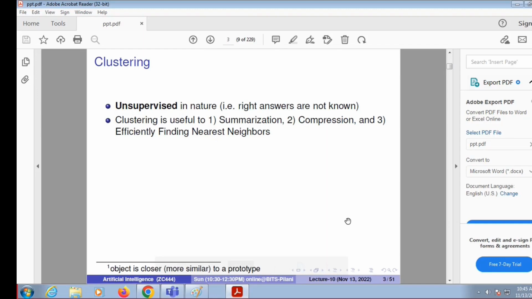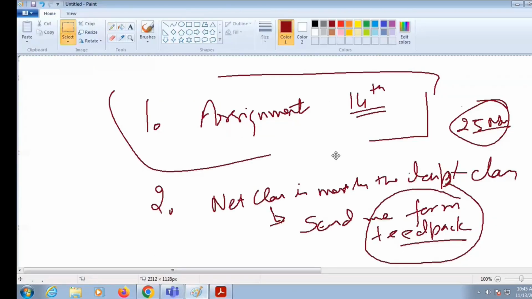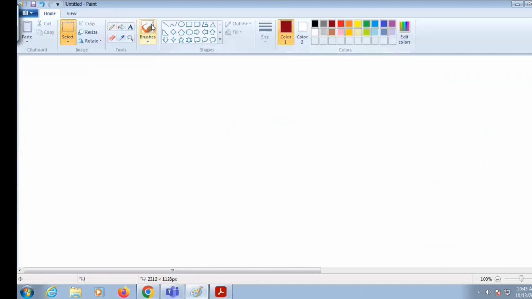Am I able to convey this? So what I was telling was this point.